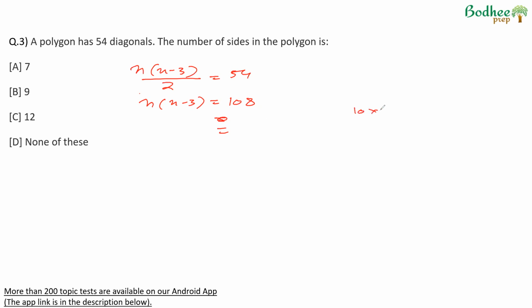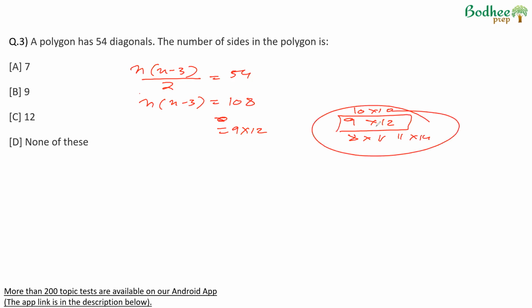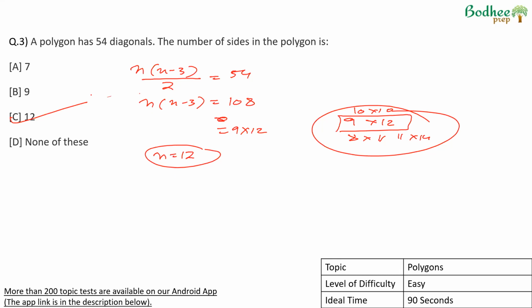So 10 into 10 is 100. Looking at numbers close to 100, 9 and 12 gives us 108. If this had not worked, we could have tried 8 into 11, we could have tried 11 into 14 and so on. But the first try, 9 into 12 gives us the answer. So n will be 12, n minus 3 will be 9. Hence the number of sides of the polygon is 12 becomes my answer. Easy question. Even if I solve the quadratic, it will not take too much time. Therefore, about 90 seconds to solve.